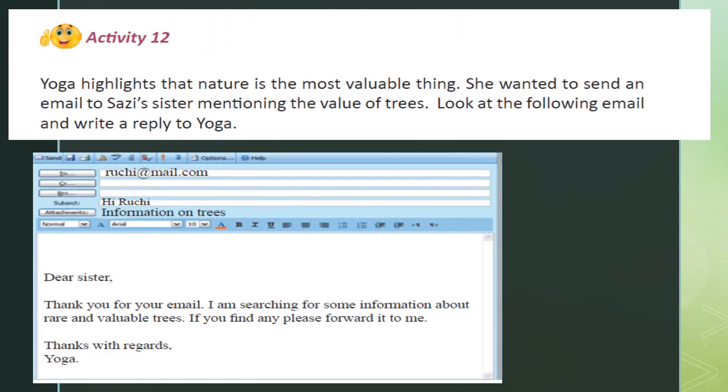Activity 12. Yoga highlights that nature is the most valuable thing. She wanted to send an email to Sasi's sister mentioning the value of trees. Look at the following email and write a reply to Yoga. You can see the email page.